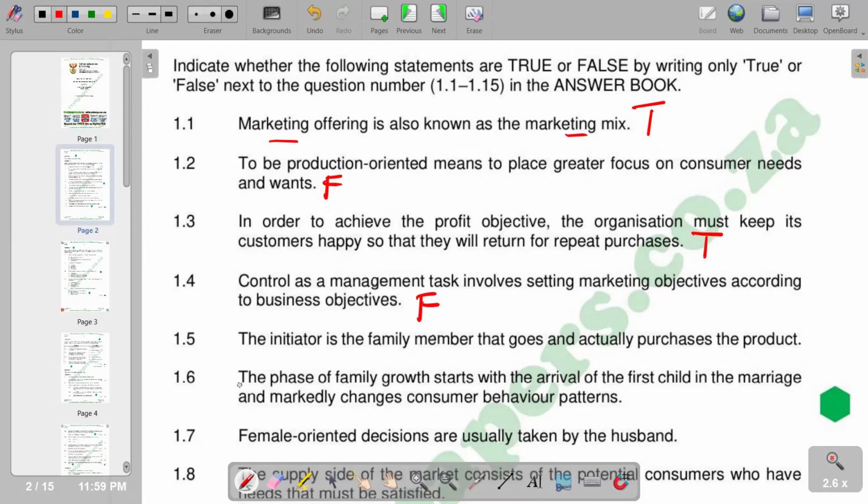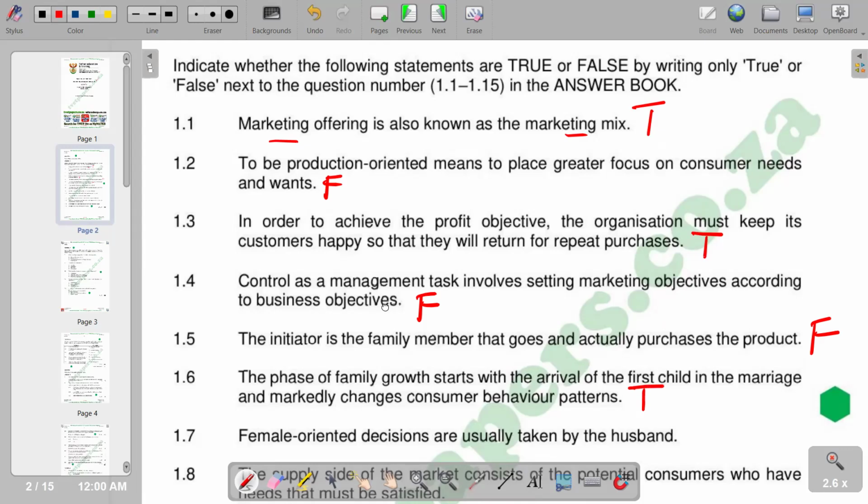When we move on to number 5, the initiator is the family member that goes and actually purchases the product, which is not correct. Obviously, the initiator is the one that is starting the process. So that makes our 1.5 false. Then 1.6, the phase of the family starts with the arrival of the first child in the marriage and markedly changes consumer behavior patterns. So this is true.